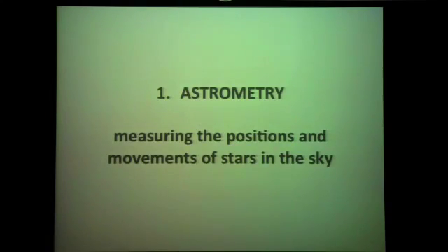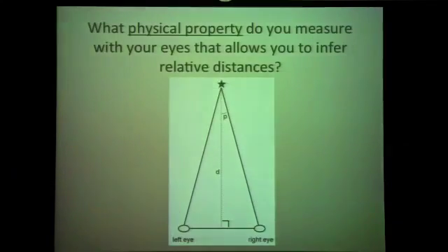All right, the first method I want to talk about for detecting planets is known as astrometry, which is simply astronomers measuring the positions and the movements of stars in the sky. And to get started understanding this, you have to do what all students in intro astronomy classes do. And that is they put their finger on their nose.